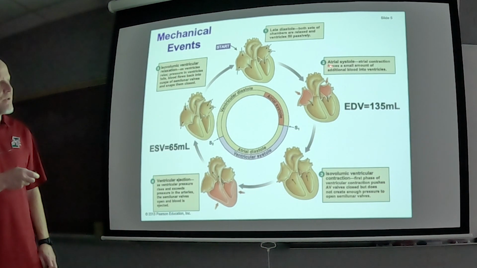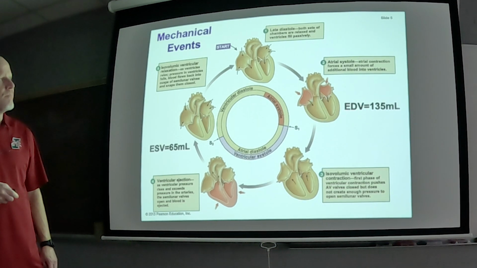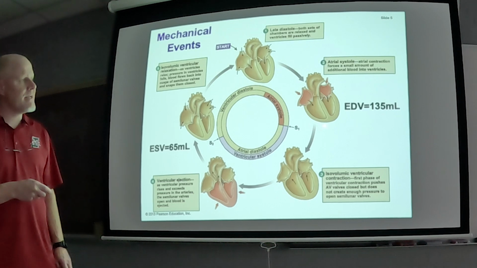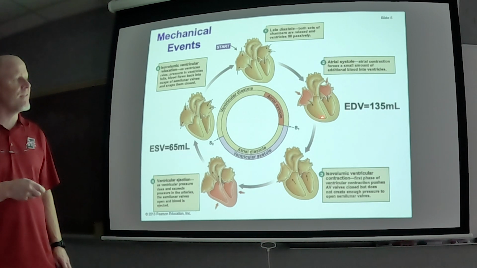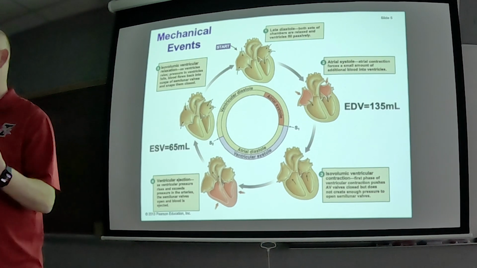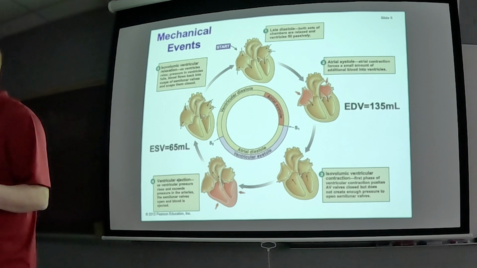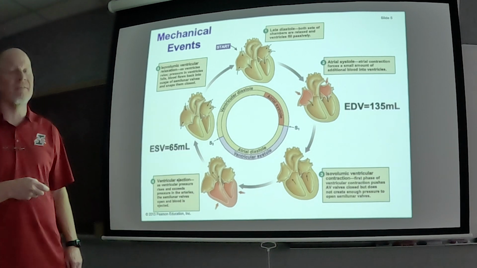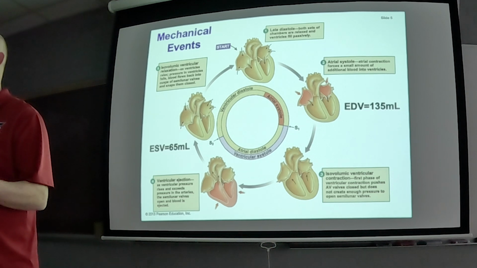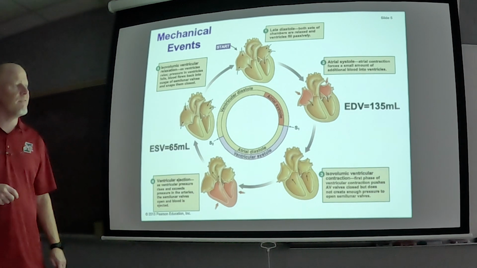Now, at the end of atrial systole, or the ejection of blood from the atria, you have an end diastolic volume. It's called end diastolic volume because it is the end of diastole for the ventricles. It is the amount of blood found in the ventricles before they contract, and in a human, these are human numbers, it's about 135 mils of blood. So your ventricles hold about 135 mils of blood before they start contracting.